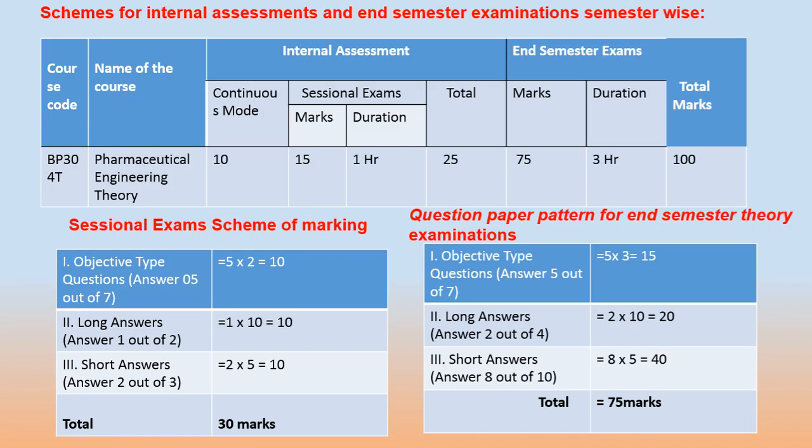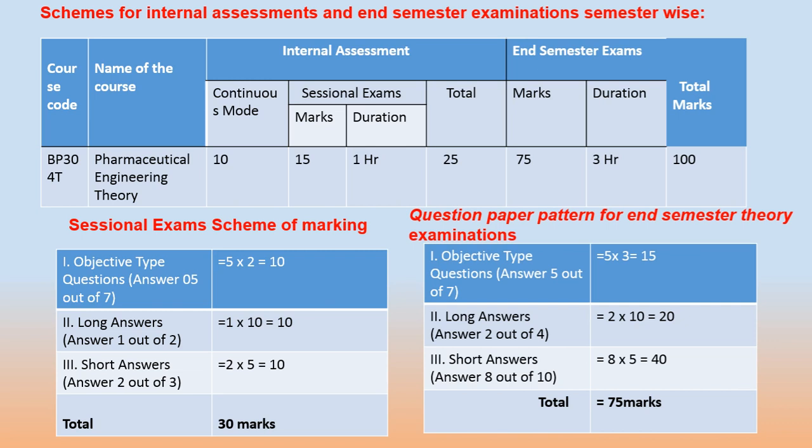Now next, the course structure. First, the course code for this course is BP304T. Name of the course: Pharmaceutical Engineering. Total number of hours assigned for this course is 45. Total credit points assigned are 04, that is, 4 hours of credit.